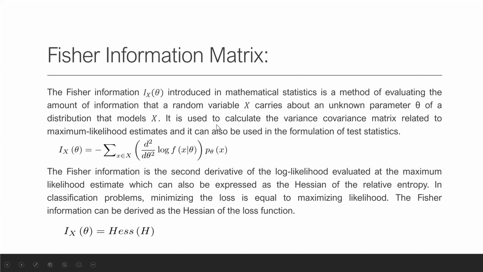It is used to calculate the variance covariance matrix related to the maximum likelihood estimates, and it can also be used in the formulation of test statistics. The Fisher information is the second derivative of the log likelihood evaluated at the maximum likelihood estimate, which can also be expressed as the Hessian of the relative entropy. In classification problems, minimizing this loss is equal to maximizing likelihood. So the Fisher information can be derived as the Hessian of the loss function.